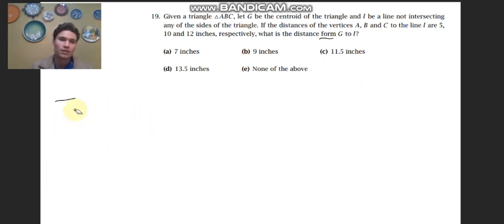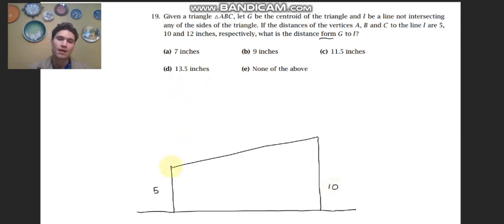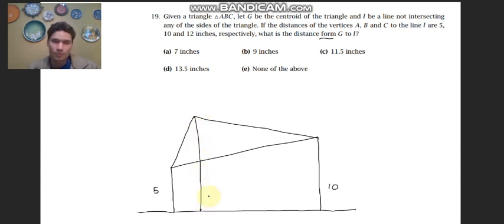Now, we got a line that doesn't intersect the triangle, which means the line is outside the triangle. I could draw a line like this or like this, but it's better to have a horizontal line because it makes it easier to solve the problem. If we draw the first vertex at a distance of 5 inches from the line, and we draw the second vertex 10 inches from the line, and the last vertex, something like this, at a distance of 12 inches. So, something more precise, this will be at 12 inches.